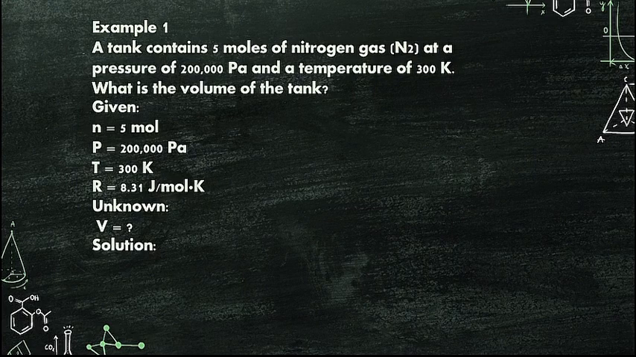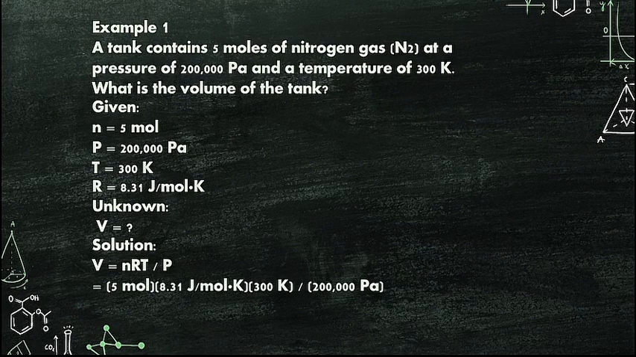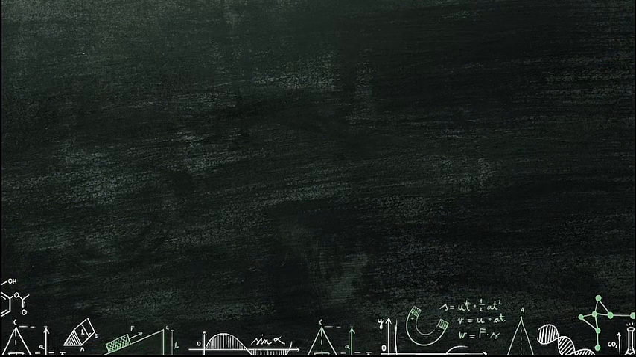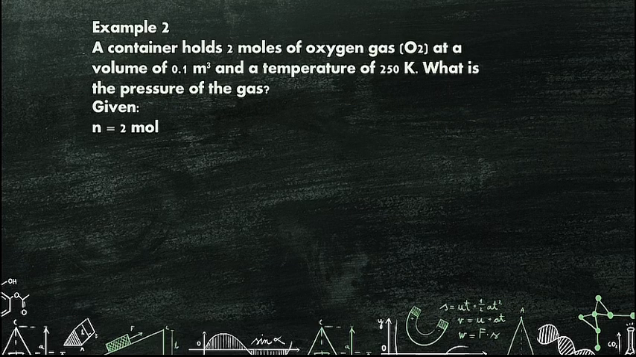The equation that we are going to use is the one for volume: V = nRT/P. So 5 mol times 8.31, the constant, times 300 Kelvin, over 200,000 Pascal, is equal to 0.062325 cubic meters.